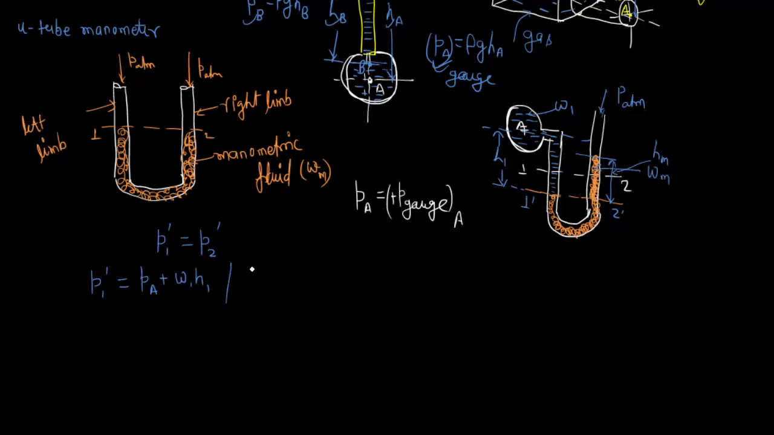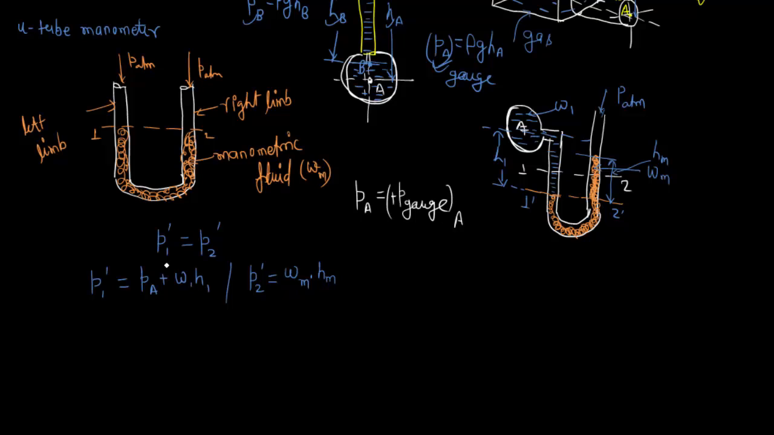Okay, so now what is P2 dash? Again, I'm saying this P1 dash and P2 dash are the gauge pressure. That's why I'm not including the atmospheric pressure here. So in the case of P2 dash, we are not including atmospheric pressure. Okay, so P2 dash is only due to this manometric fluid over here. So we can write P2 dash will be equal to the specific weight of manometric fluid into the height of manometric fluid, that is Wm HM.